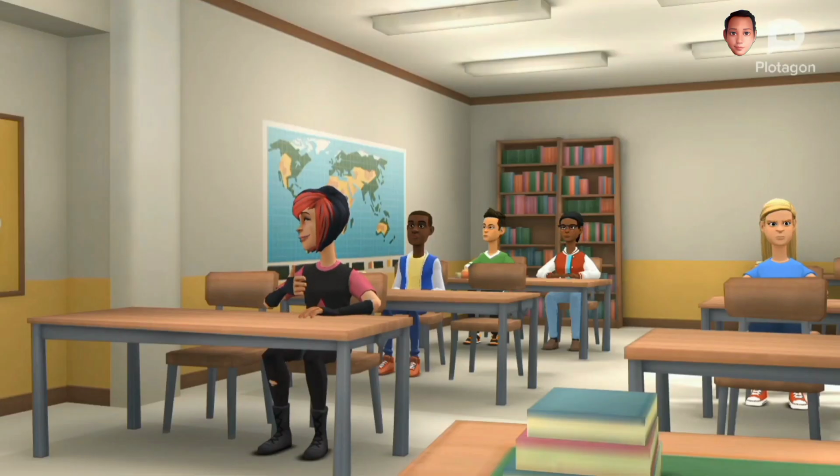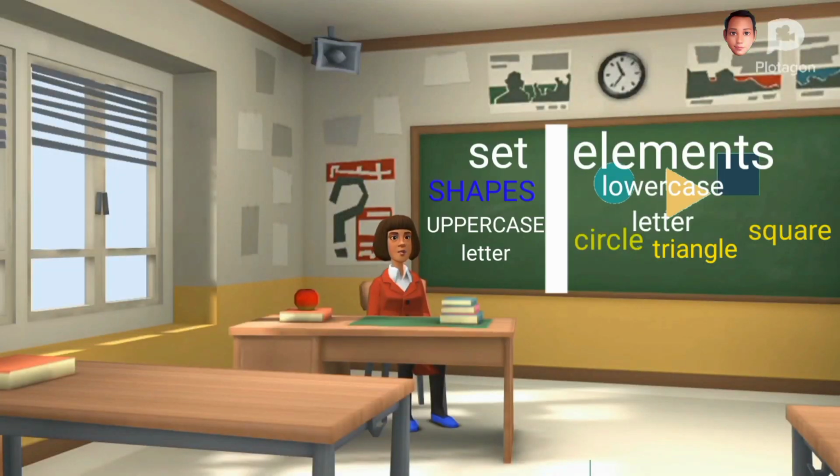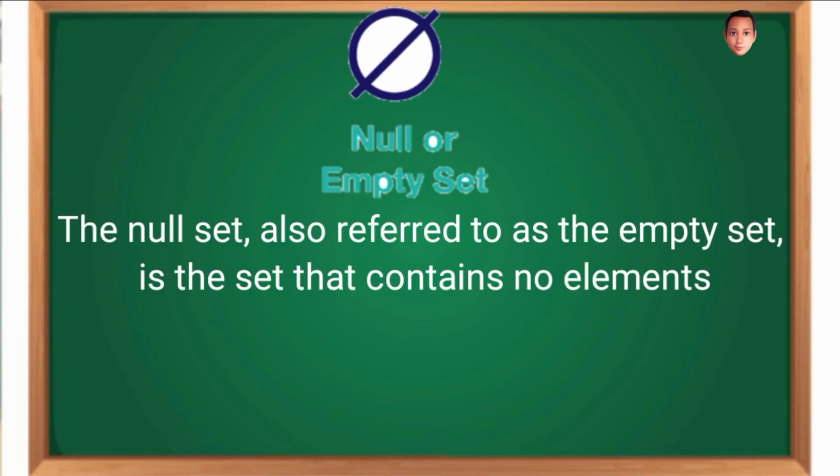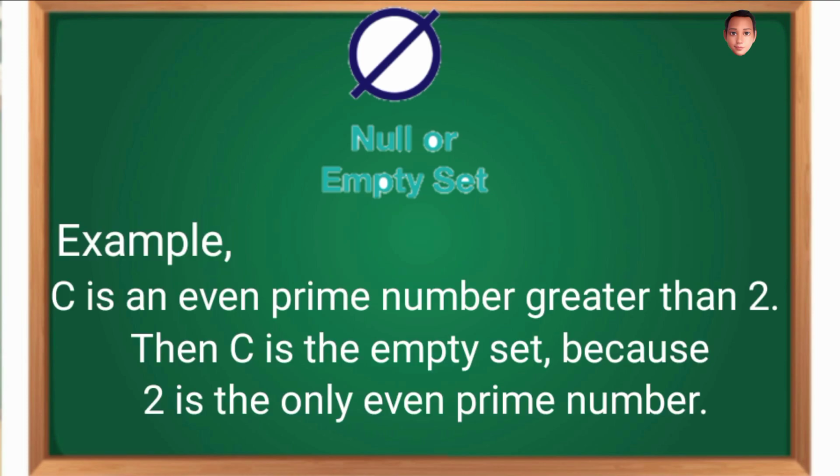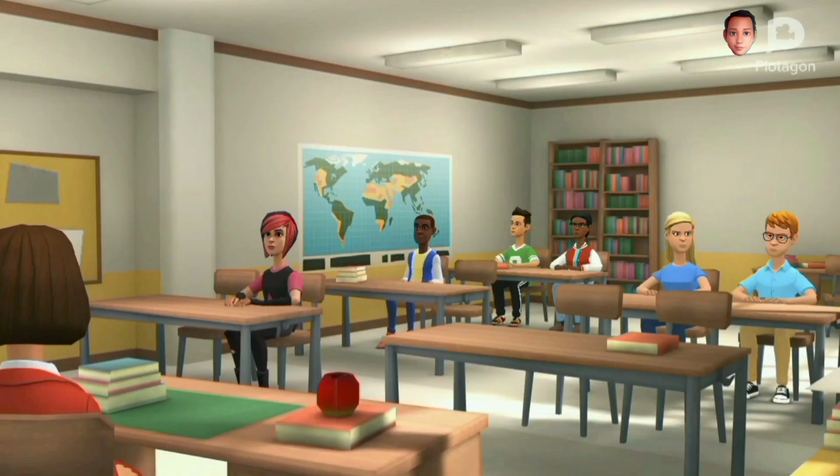Uppercase letters will be used to name sets, and lowercase letters will be used to refer to any element of a set. The null set, also referred to as the empty set, is the set that contains no elements. Example: C is an even prime number greater than 2. Then C is the empty set, because 2 is the only even prime number. For notations and symbols, that's all for now. Anyway, as we go along in our discussion, we can encounter the symbols.